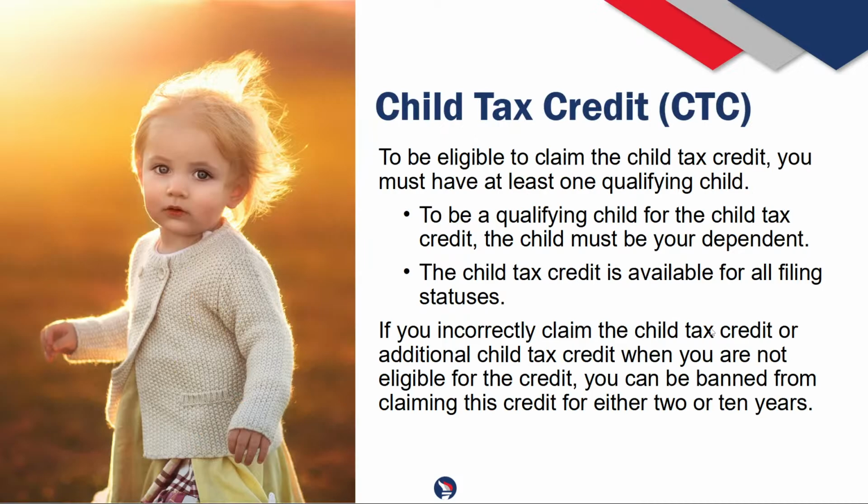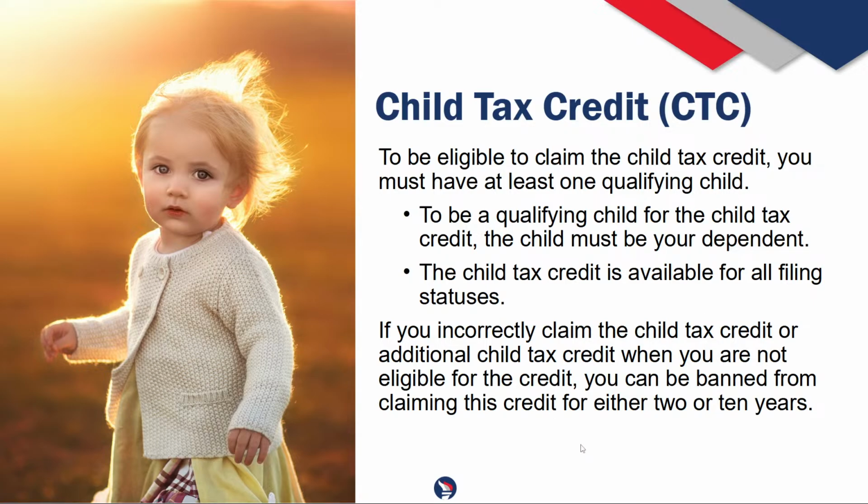To be eligible to claim the child tax credit, you must have at least one qualifying child. Well, yeah, it is child tax credit for a reason. To be a qualified child for the credit, the child must be listed on your return as a dependent. Remember, we've been talking about this. The child tax credit and the additional child tax credit are the 2 credits that are transferable with an 8332 to the non-custodial parent. Child tax credit is available for all filing statuses, so even married filing separately can claim this credit.